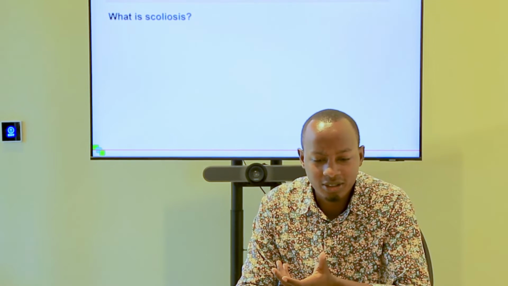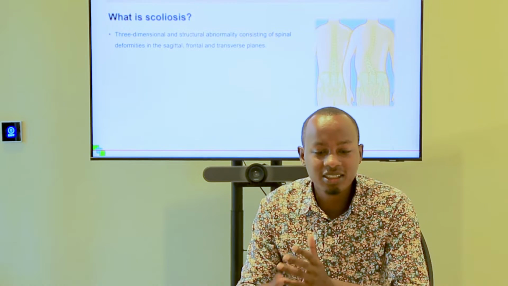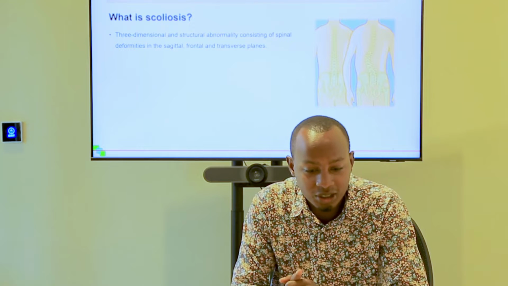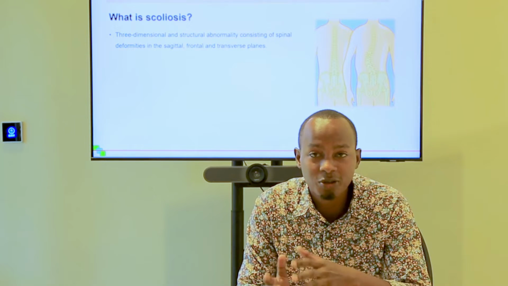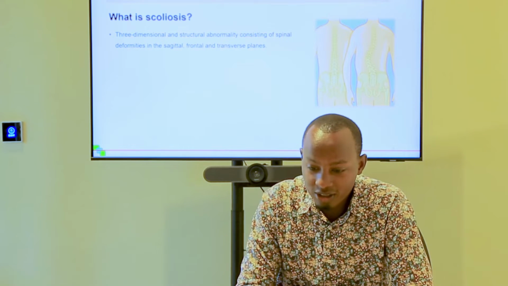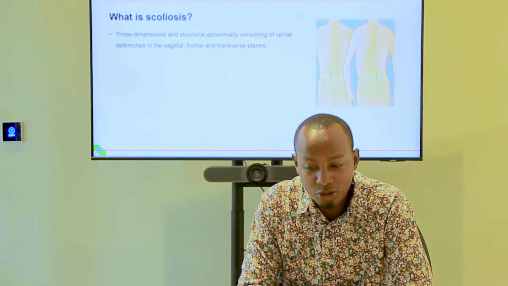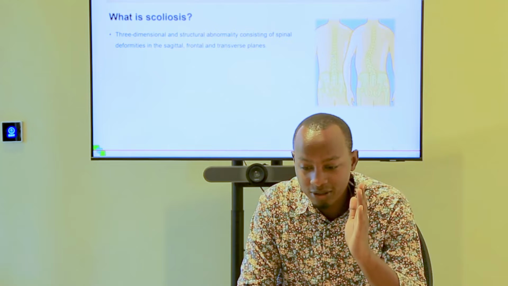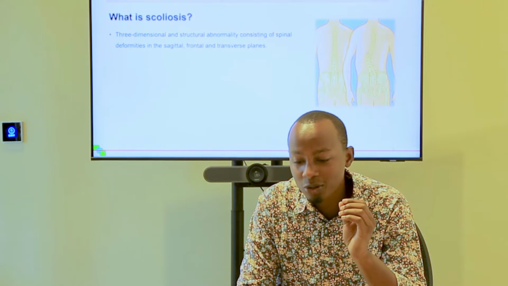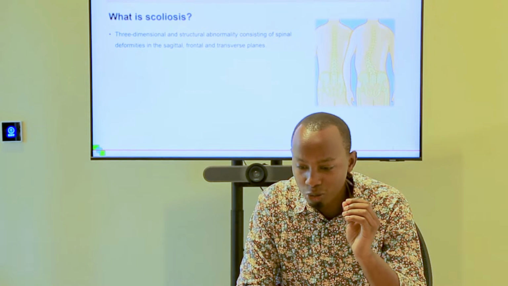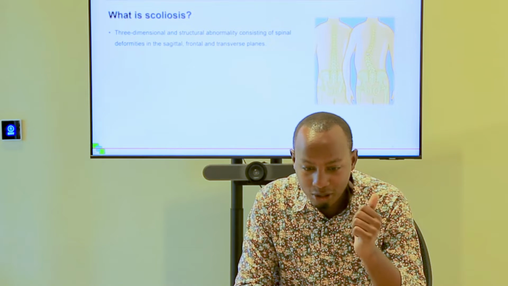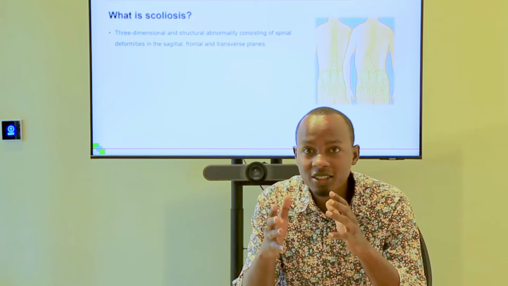What is scoliosis? Scoliosis is a three-dimensional and structural abnormality consisting of spinal deformities in sagittal, frontal, and transverse plane. As you can see from this picture, this is a normal spine in frontal plane where it's straight, but when the patient is having scoliosis, it tends to have a sagittal curvature, frontal curvature, and transverse. All planes are affected.